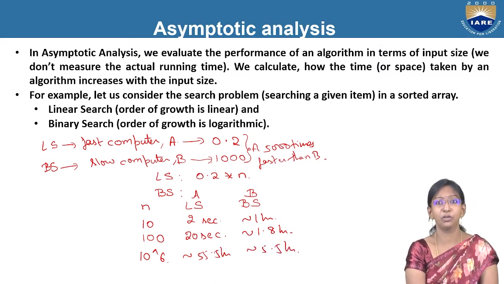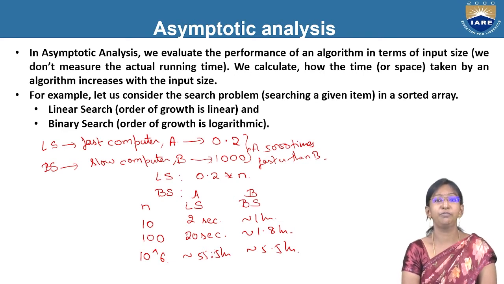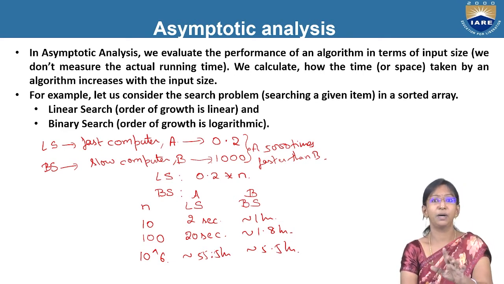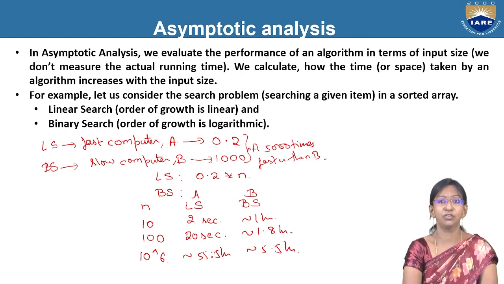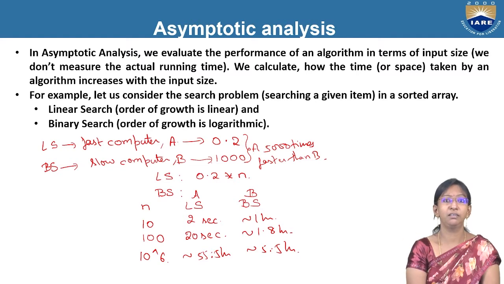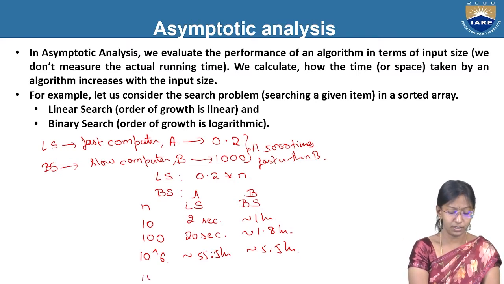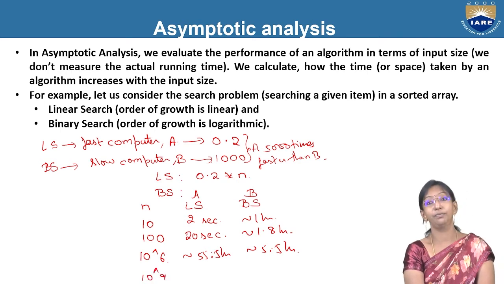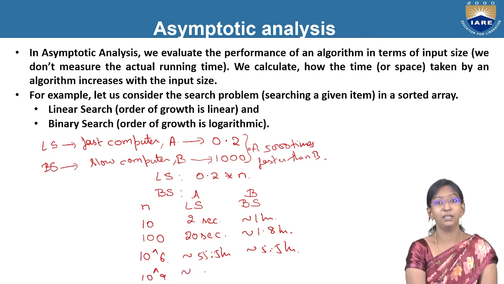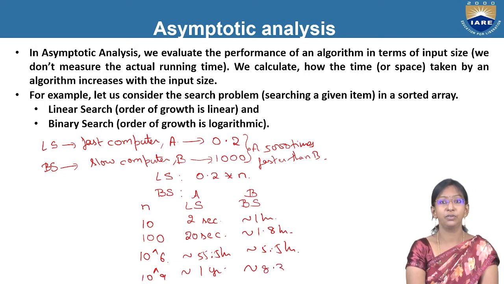Yes, you have seen it absolutely right, my dears. Linear search will give me a result in 55.5 hours, whereas binary search will give me the result in just 5.5 hours. What if I increase the same? Increase the value of n further. 10 power, say 9 if I take, then this will take nearly 1 year to give me the result, and this will take around 8.3 hours.